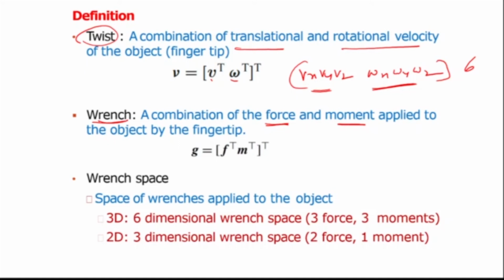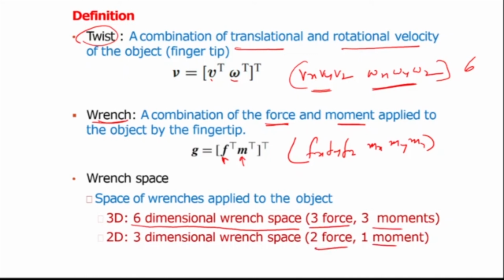Now what is the wrench space? There are forces and there are moments. There are 3 forces: Fx, Fy, Fz, and 3 moments: Mx, My, and Mz. The wrench space is the space of wrenches applied to the object. In 3D, there is a 6-dimensional wrench space, 3 forces and 3 moments. In 2D, there are 2 forces and 1 moment.